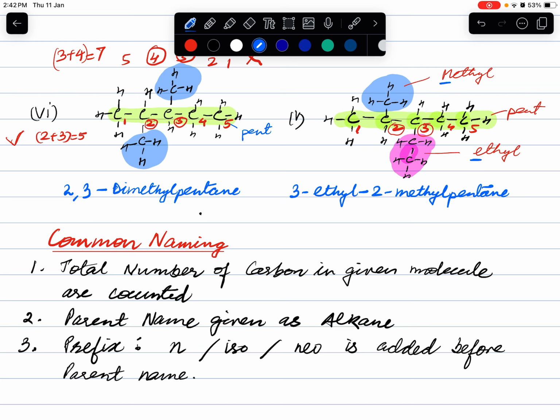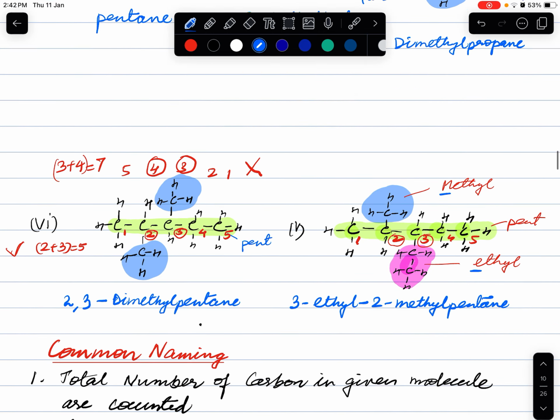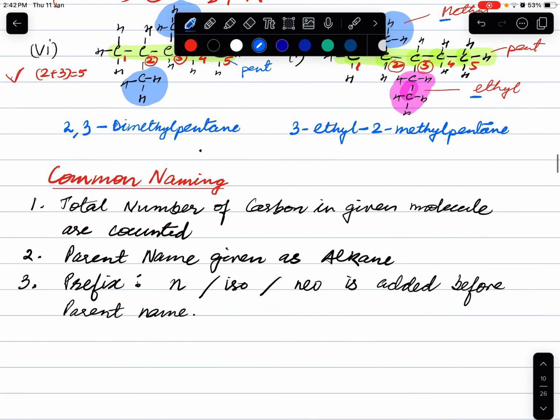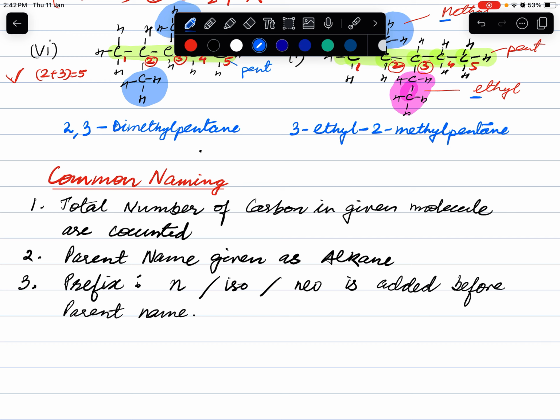This is all about how to name different hydrocarbons or alkanes. Now these compounds, as we discussed, are also given some common names. In the case of a common name, we will not find the longest chain or straight chain. What we do is find the total number of carbon atoms, and on the basis of the total number of carbon atoms, we give the parent name. Then we add the prefix n, iso, or neo depending upon what type of branching is there.